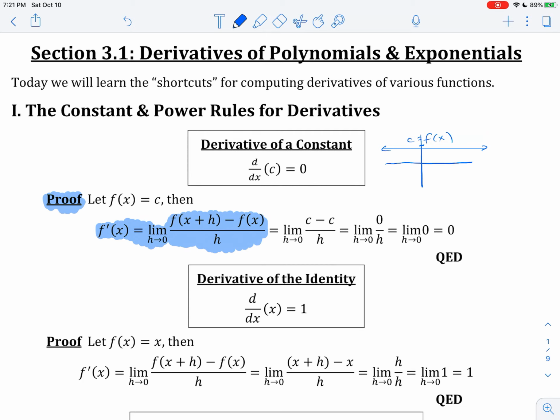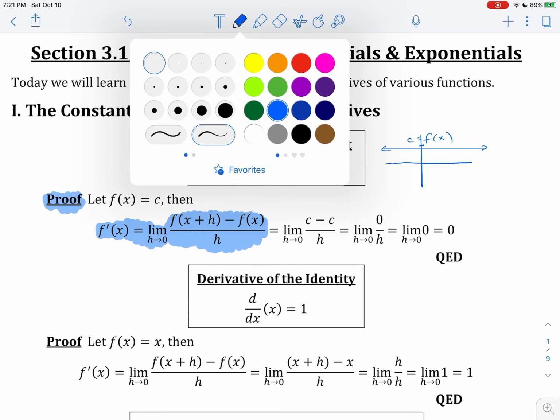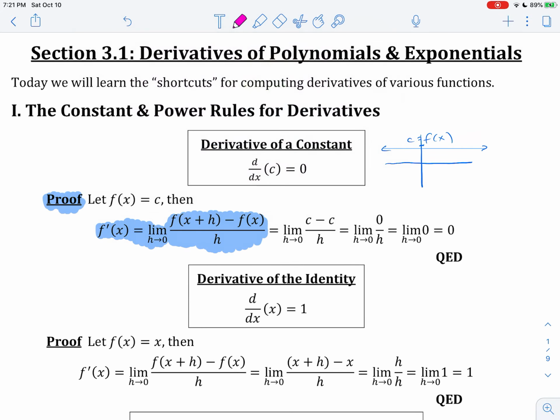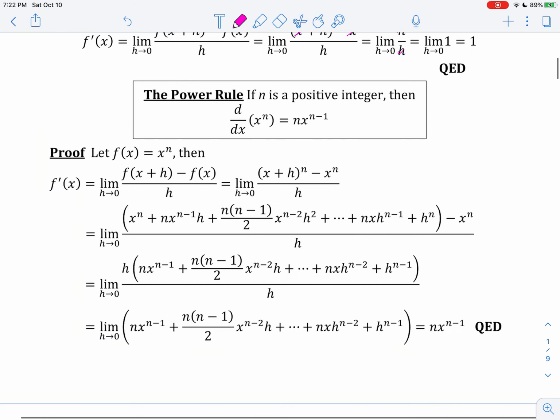All right, the derivative of x is going to equal 1. And if we just take f of x is equal to x, then f of x plus h is x plus h. And minus x, we can cancel our x's. And so we would have the limit as h goes to 0 of h divided by h. And h divided by h is going to give us 1. And the limit of 1 is equal to 1. So the derivative of x is equal to 1.